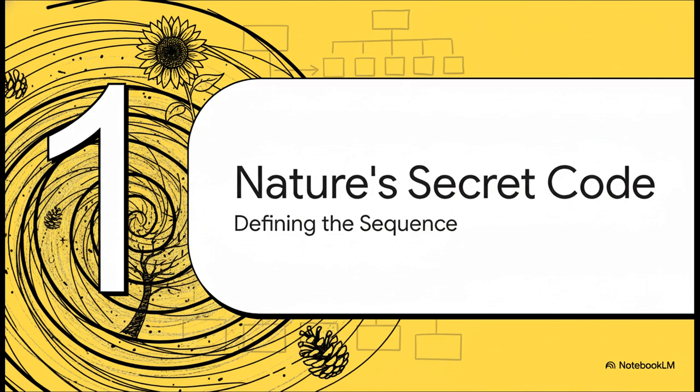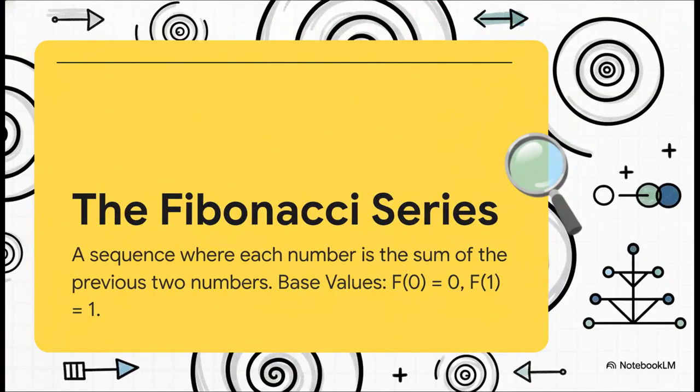And in this first part, we're going to break down exactly how it works. It's simpler than you might think. Okay, the rule is actually incredibly simple. To get any number in the sequence, you just add the two numbers that came right before it. That's it. In math terms, you see it written as f of n equals f of n minus 1 plus f of n minus 2.